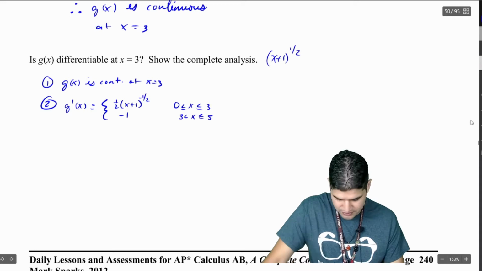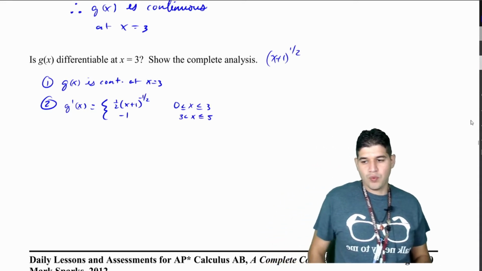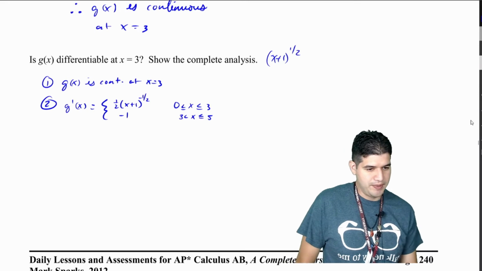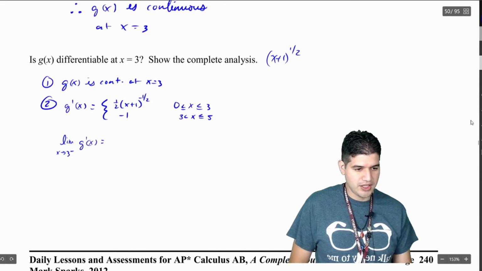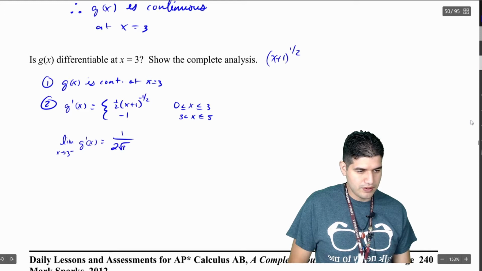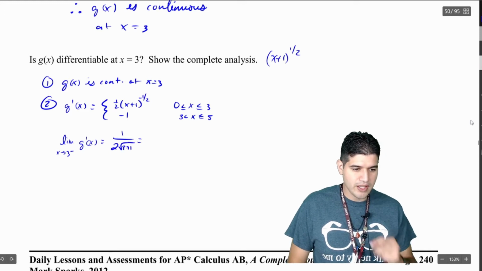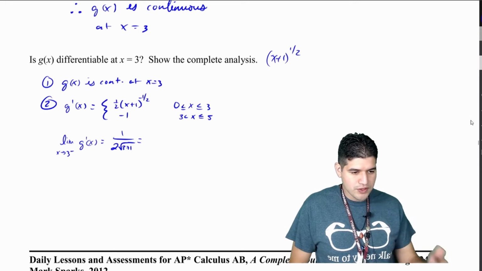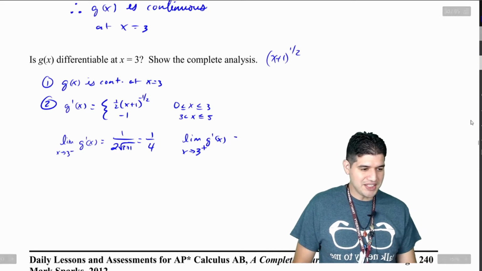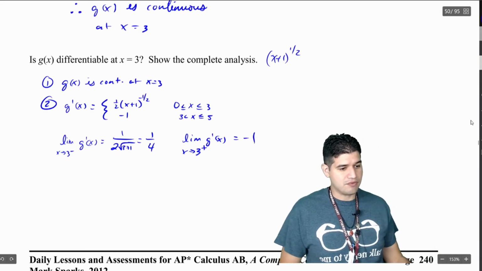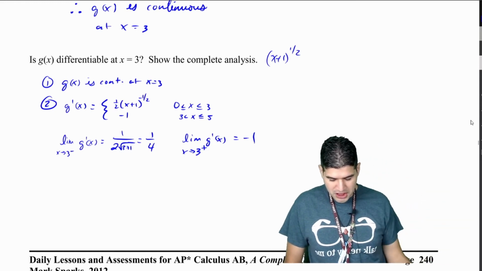Now what I'm going to do is find each limit. The limit as x approaches 3 from the left of g prime of x: I'm going to use my first function, and that's going to be 1 over 2 square root of 3 plus 1. That is 1 over 2 times 2, so 1 over 4. Then the limit of g prime of x as x approaches 3 from the right side: I'm going to use my second one, and that's just a constant. That's always going to be negative 1. So they don't match up.